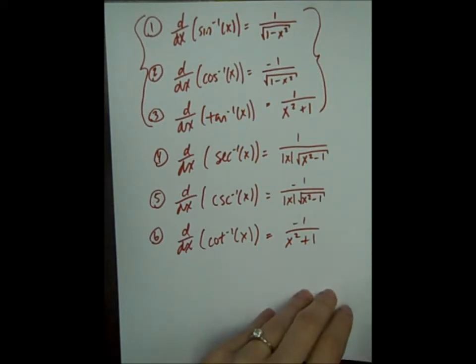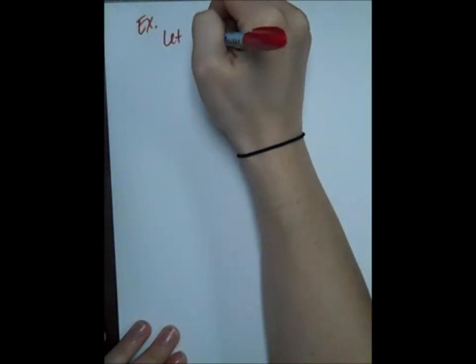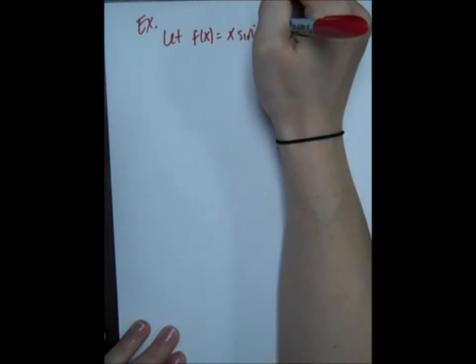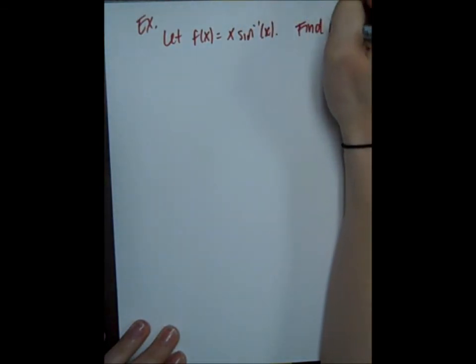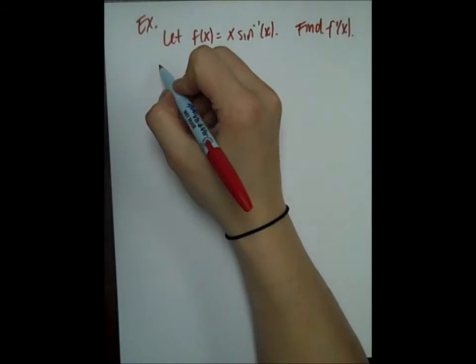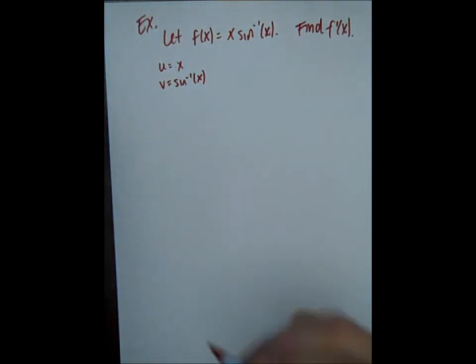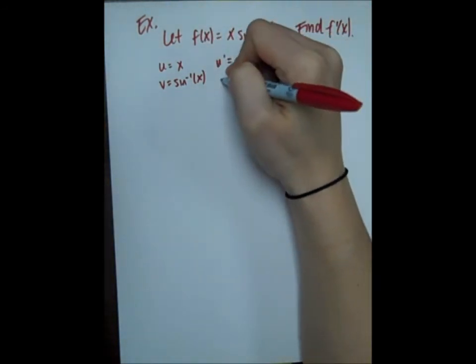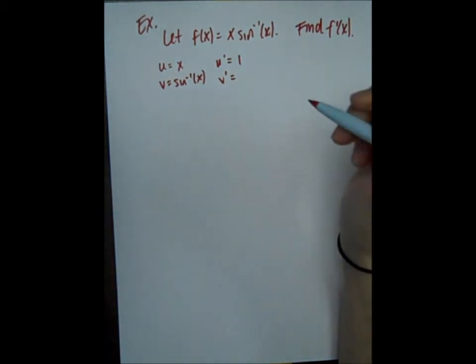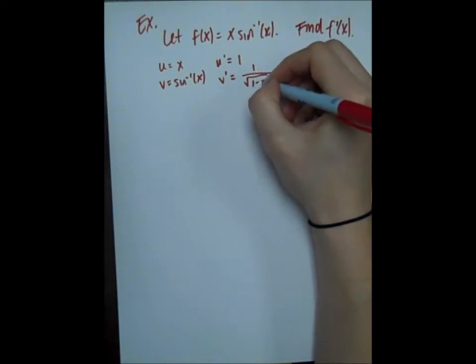So let's see, how do you actually use these? Let's let f of x be x sine inverse of x. And let's find f prime of x. Okay, so I have f of x is x times sine inverse of x. I'm going to have to use the product rule to find f prime. So u will be x, v will be sine inverse of x. Now what is the derivative of x? That's just 1. And what is the derivative of sine inverse? Well, we just learned that one. It's 1 over the square root of 1 minus x squared.